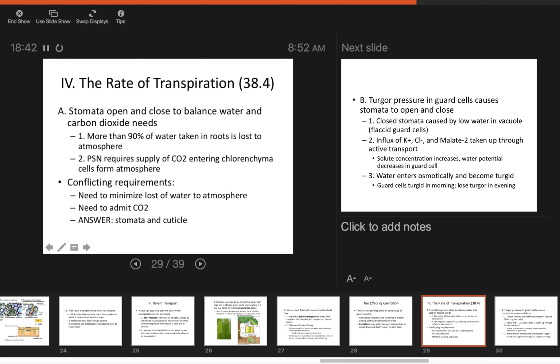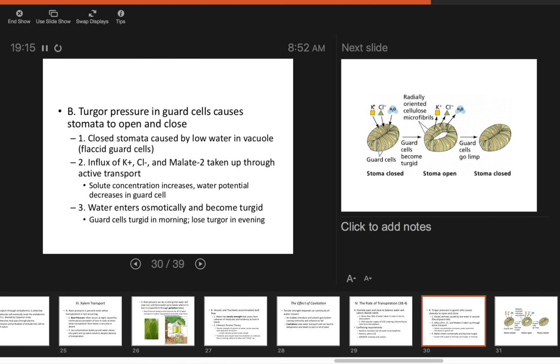All right, the rate of transpiration. So transpiration is water vapor, water molecules escaping through the stomata. So we know that the stomata opens and closes to help balance water as well as CO2 needs, because that's how CO2 enters. More than 90% of water taken in roots is lost to the atmosphere. Photosynthesis requires CO2 to enter. So there are some conflicting requirements. How do we minimize our loss of water? Because we're opening our stomata to bring in CO2, and the answer is a stomata and a cuticle to help reduce this loss. So turgor pressure is responsible for opening the stomata.